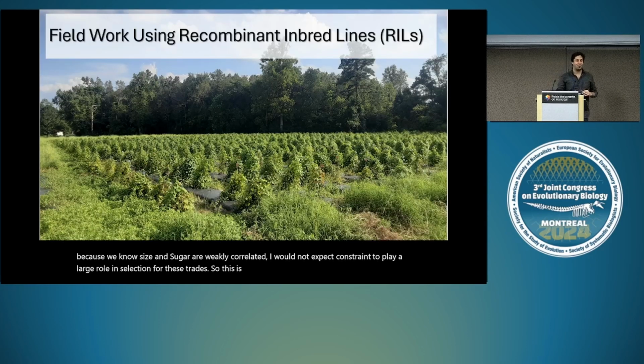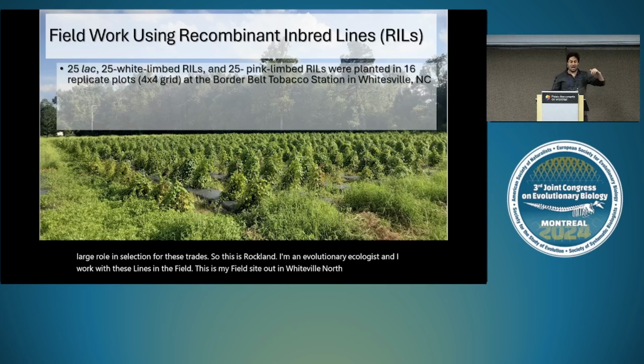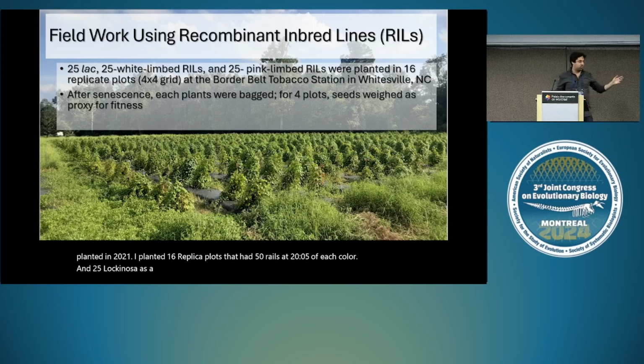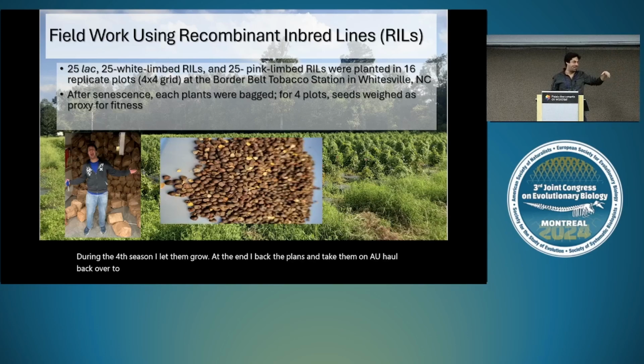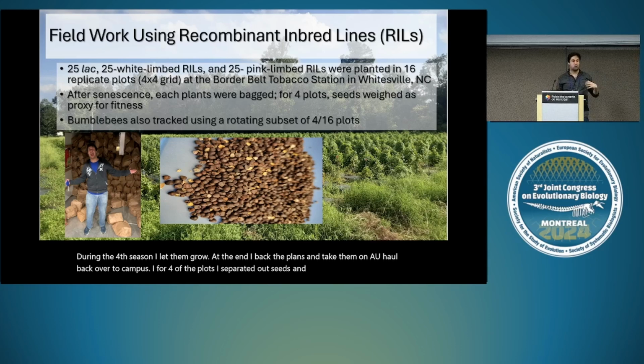I'm an evolutionary ecologist, and I work with these lines in the field. This is my field site out in Whiteville, North Carolina. In 2021, I planted 16 replicate plots that had 50 arrays, 25 of each color, and 25 lacunosa as a control. During the course of the season, I let them grow. At the end, I bagged the plants and took them in a U-Haul back over to campus. For 4 of the plots, I separated out seeds. And over the course of the season, I tracked bumblebees to get an estimate of pollinator behavior.